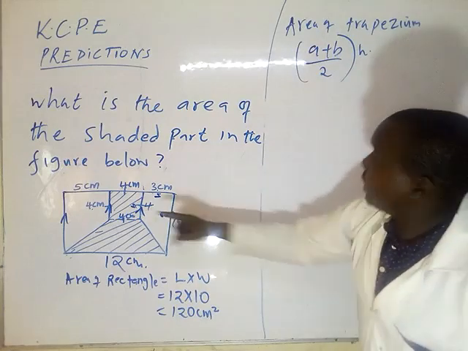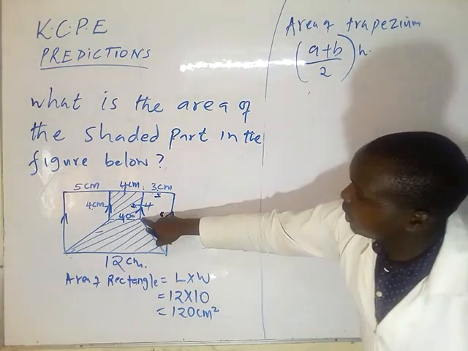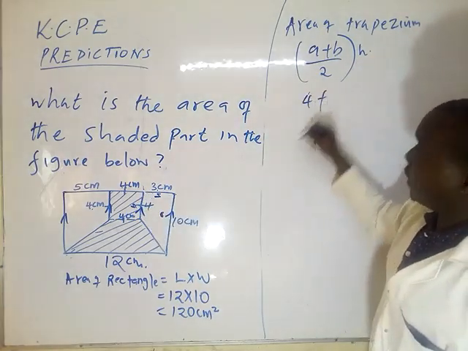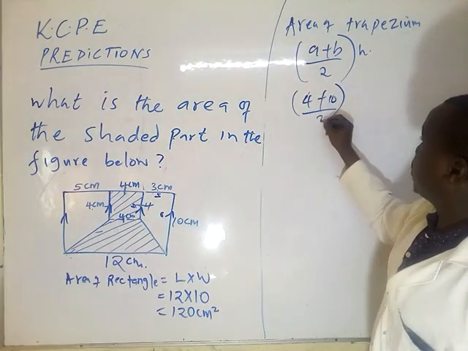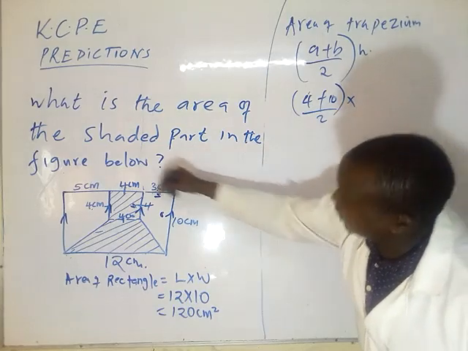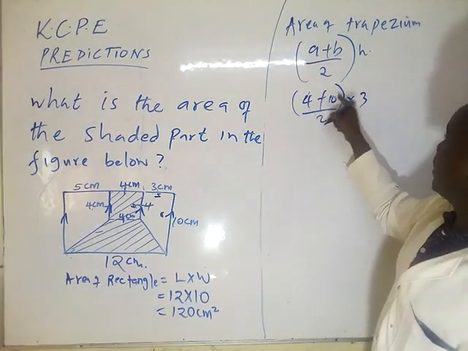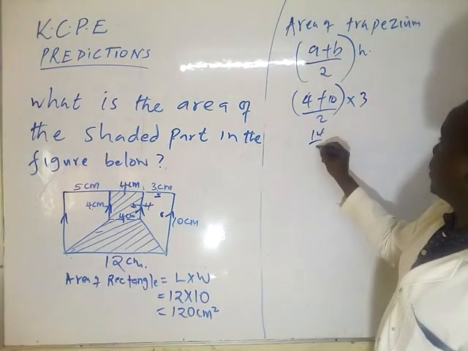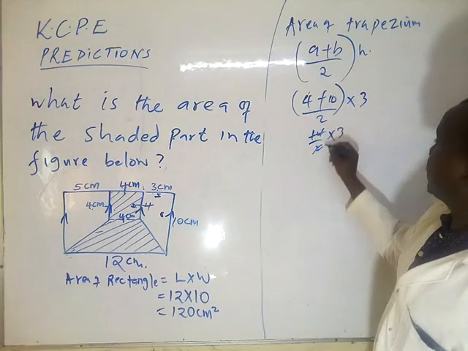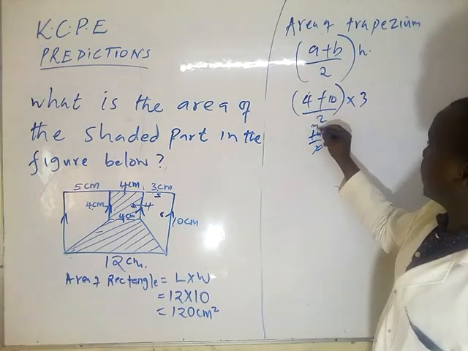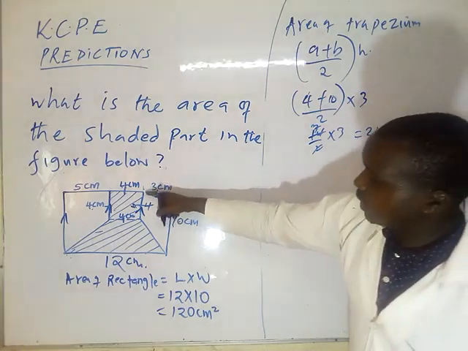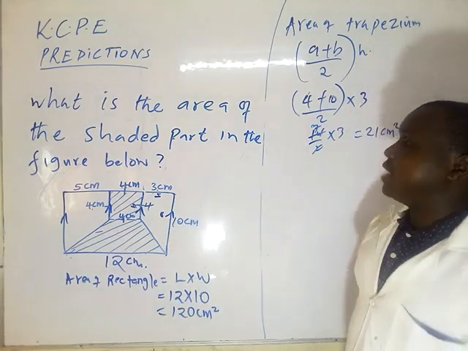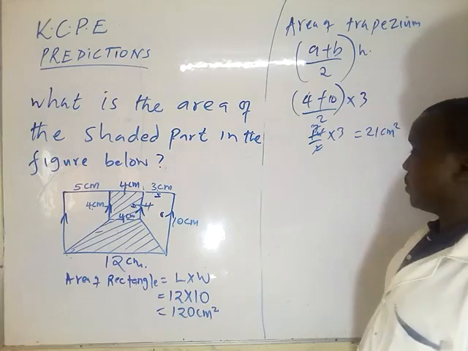So a plus b: from here up to here is 4, plus from here up to here is 10, divided by 2 times the height 3. So this one is 14 divided by 2 times 3, that is 7 times 3. So this one is 21 centimeters square. So the area of this unshaded side is 21 centimeters square.